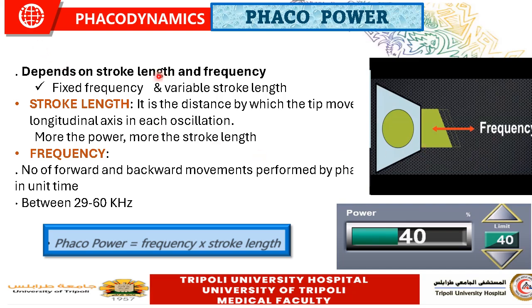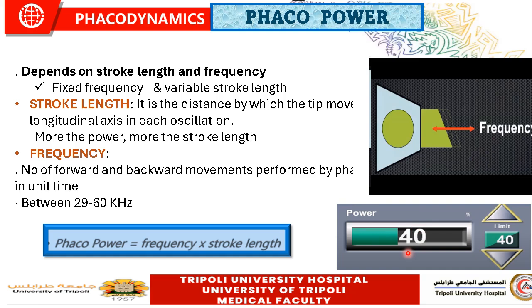So the distance by which the needle moves is the stroke length, and the number of oscillations per second is the frequency. The phaco power is the product of both: the frequency multiplied by the stroke length is the total phaco power. So it should be very clear. Now, if you look here, the phaco power is set to 40. 40 means 40%, which refers to the stroke length. The phaco needle will move 40% of its length within the eye.